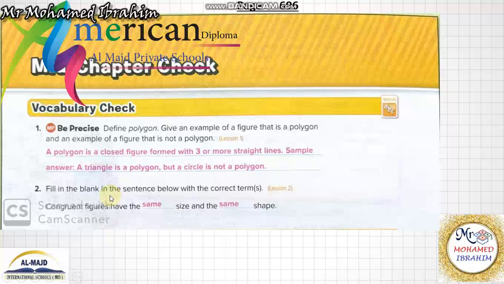Number 2. Fill in the blank in the sentence below with correct terms. Congruent figures have the same size and the same shape. Very good. Have the same shape and the same size. The same size and the same shape.